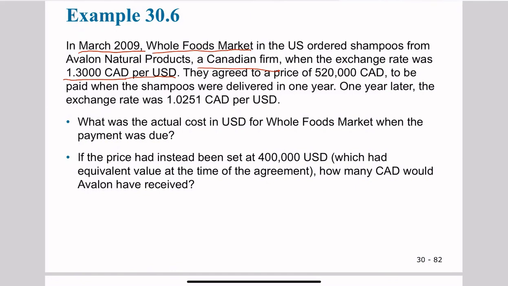And we have two questions. The first one is, what was the actual cost in USD for Whole Foods Market when the payment was due? So what you can see here is, in March 2009, the price of the products was 520,000 Canadian dollars, and we know that the exchange rate was 1.3 Canadian dollars per USD. So this is equal to 400,000 USD.